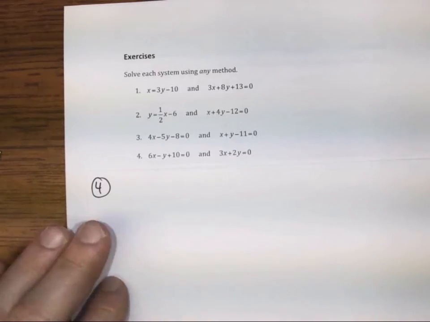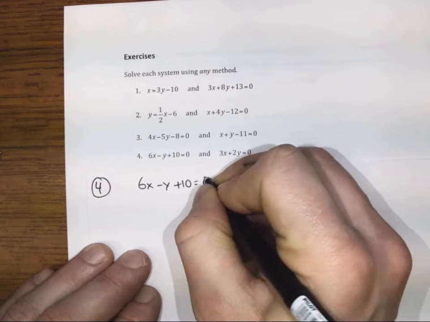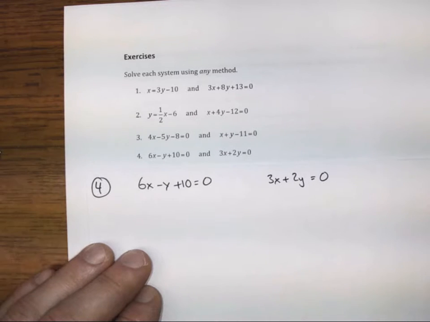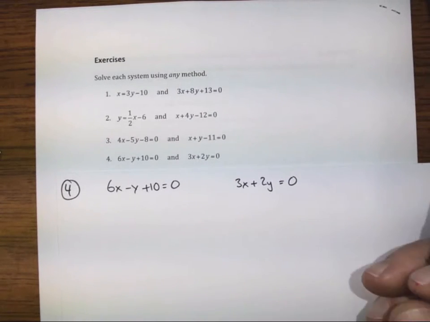So last one, we have 6x minus y plus 10 is equal to 0, and 3x plus 2y is equal to 0. All right. So what are we going to isolate here?